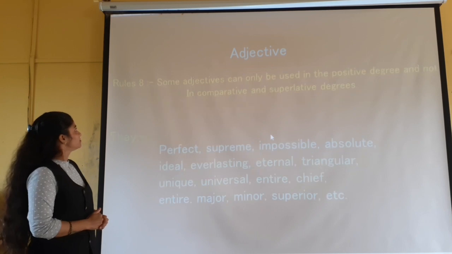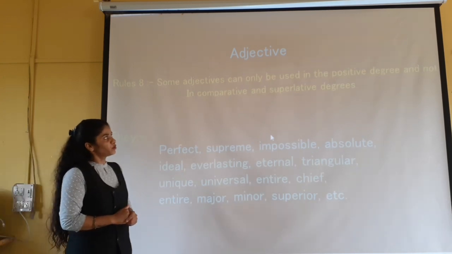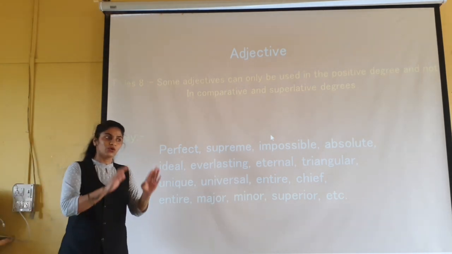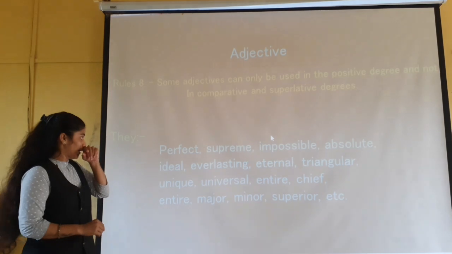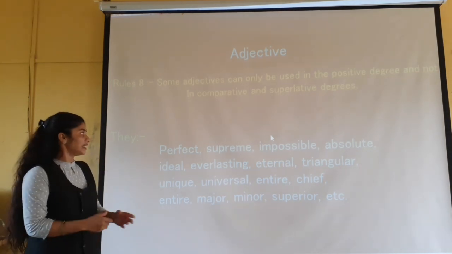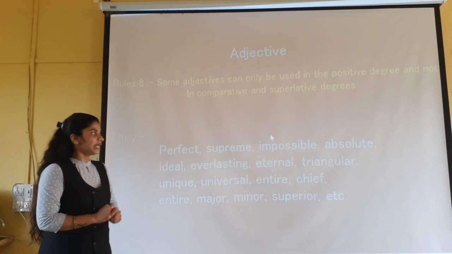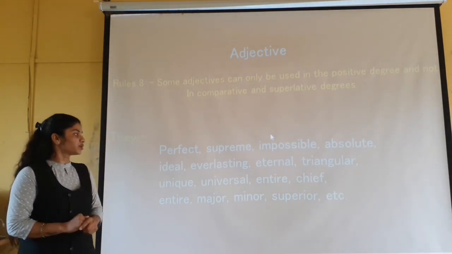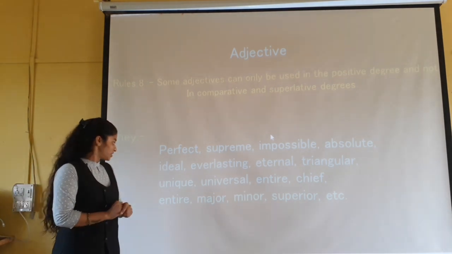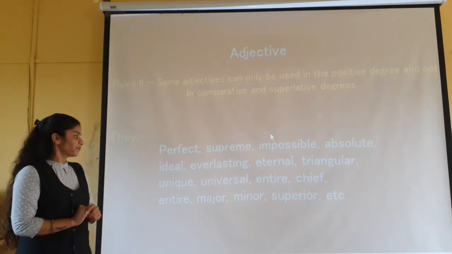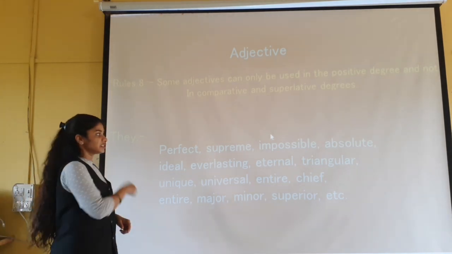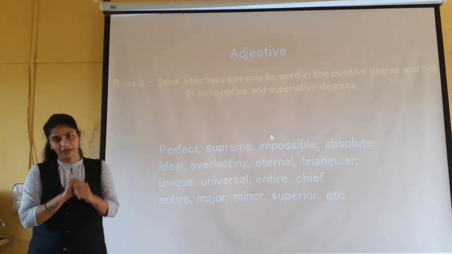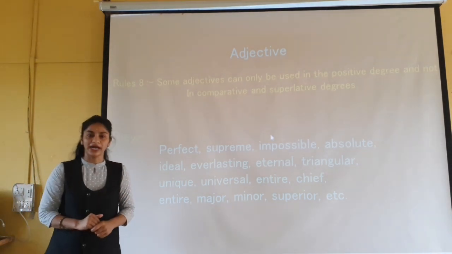Okay. Let's go further. Some adjectives can only be used in the positive degree and not in the comparative and superlative degree. Examples are perfect, supreme, impossible, absolute, ideal, everlasting, external, triangular, unique, universal, entire, cheap, major, minor, superior, etc. Just keep these words in your mind: these are all adjectives and they are going to remain positive. They are not going to be comparative and superlative.